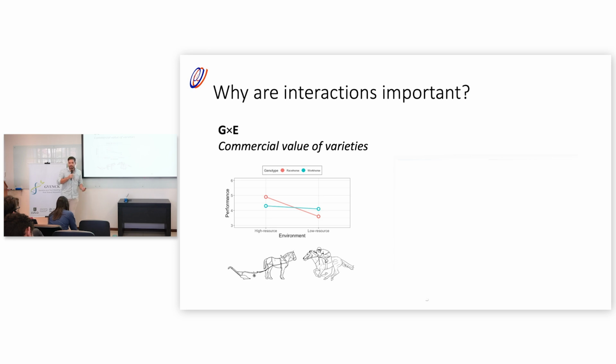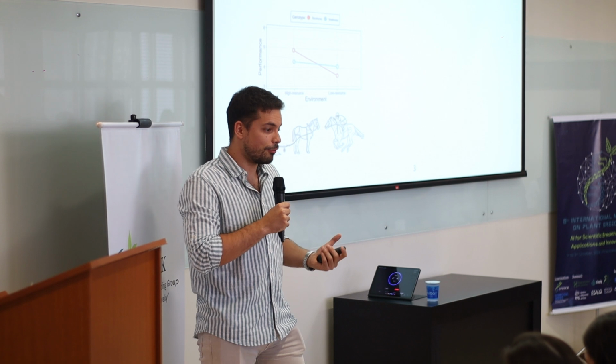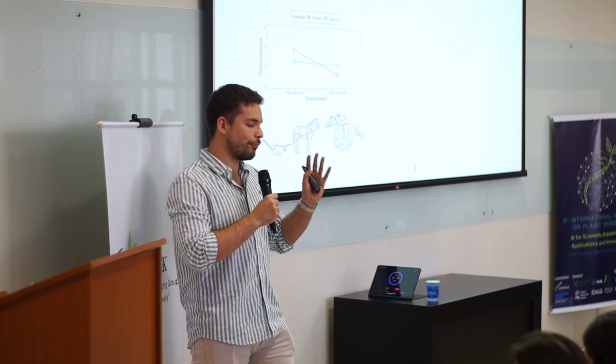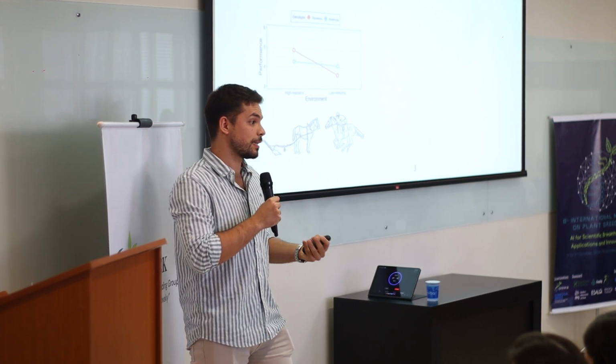On the other hand, the genotype warhorse is not the best in the high resource environment, but see how it's stable. This slope is almost zero, meaning that the variability across environments is really low, and that can be interesting if we are facing climate change or changing environments.